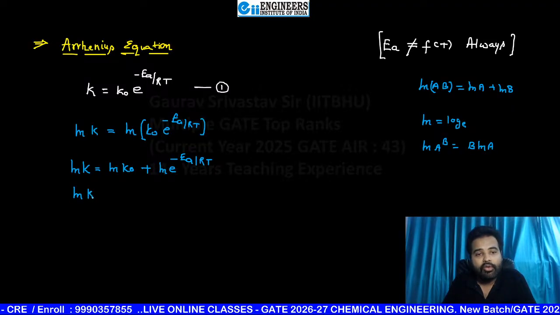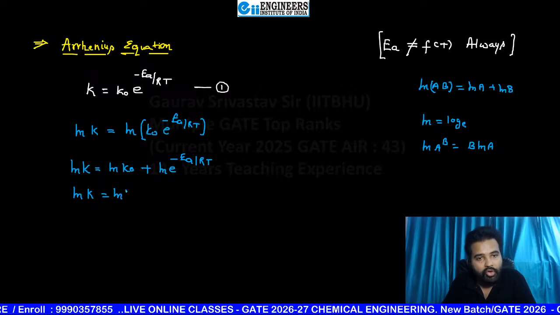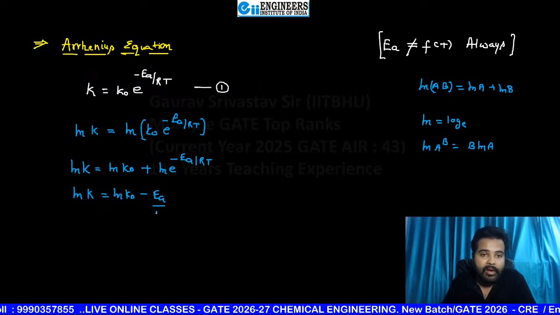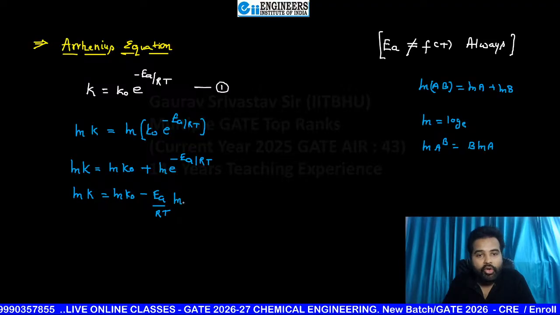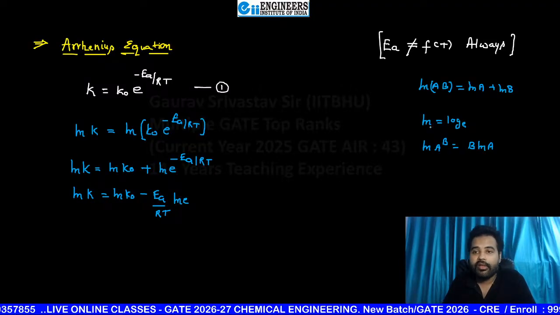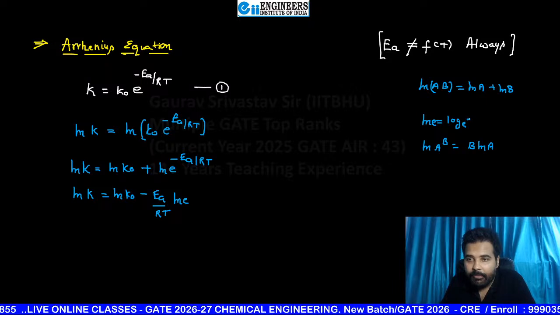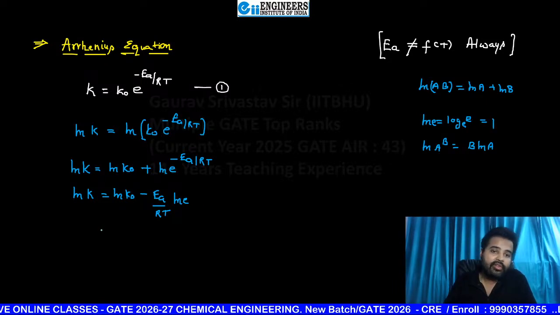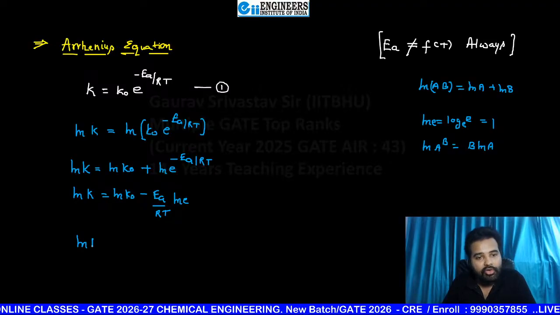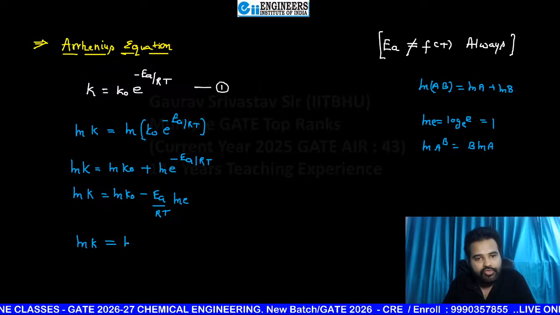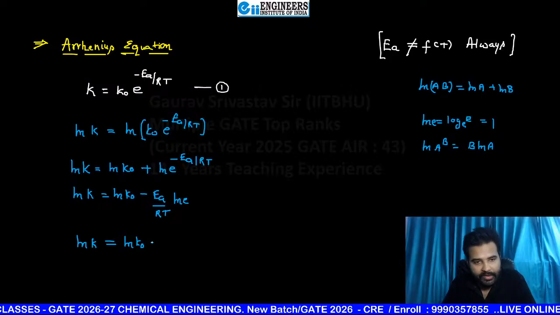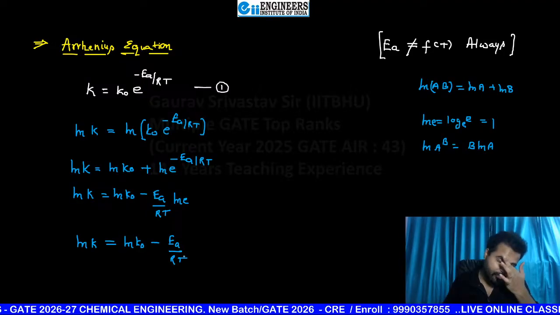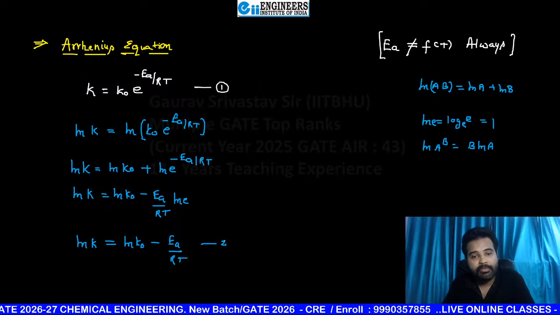This one you can write as ln of k equals ln of k naught minus EA by RT into ln of e. And what is ln of e here? With base e and this also e, its value is 1. So further solving, my dear students, you can write this equation as ln of k equals ln of k naught minus EA by RT. Okay, now see, this is your equation number 2.